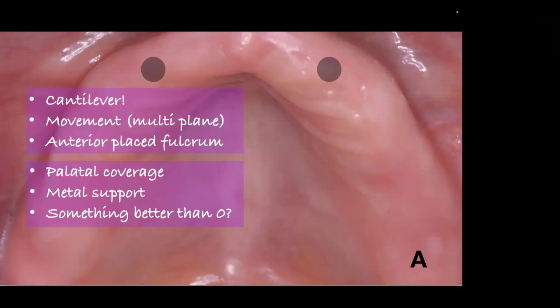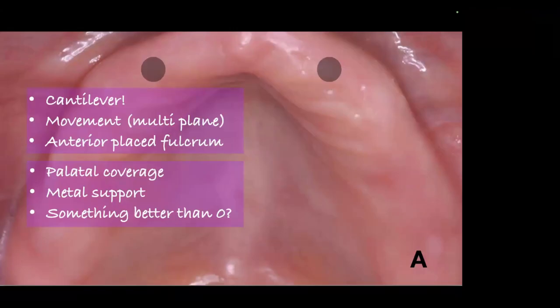So let's say a patient comes to you with integrated implants, 2 implants on the front. Let's say that the patient no longer has any funds to do any more implants, or perhaps they have something existing and they're having issues with it. So what's going on with this situation? Because of the position of those 2 implants, we certainly have a very large cantilever, right? We have movement in a multi-plane. Fulcrum is very anterior.